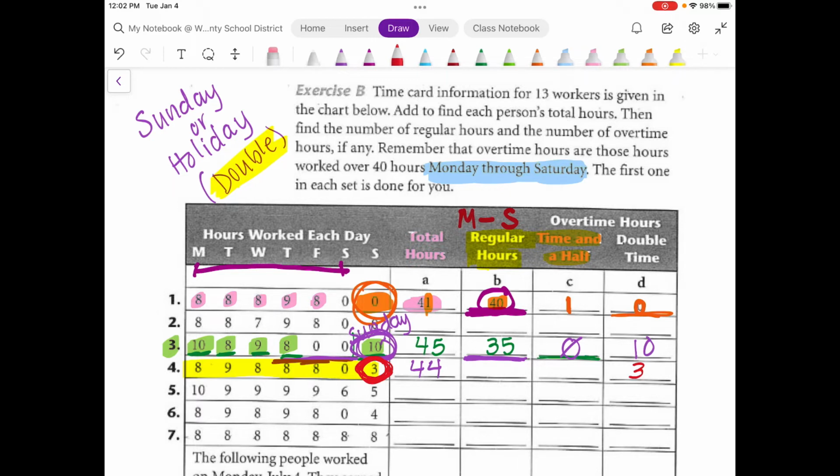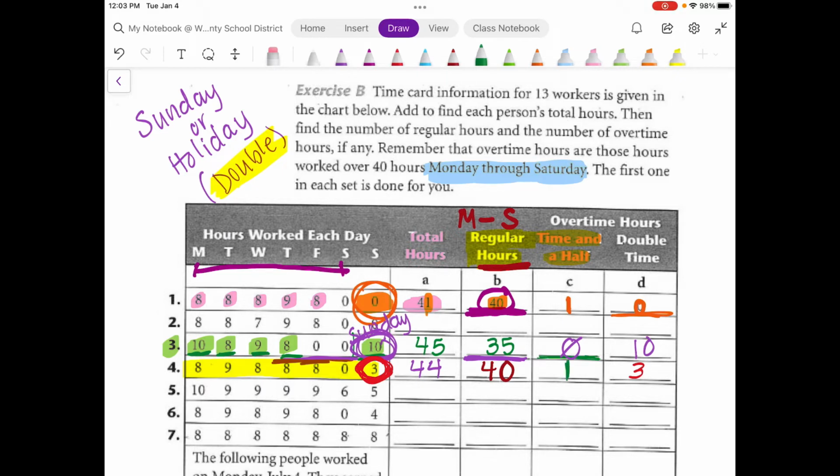Okay, remember that your regular hours should be no more than 40 because anything over 40 is going to be overtime. So 40 regular hours and 3 double time hours means that I still have 1 hour left to make that 44. And so that 1 hour is going to be time and a half.